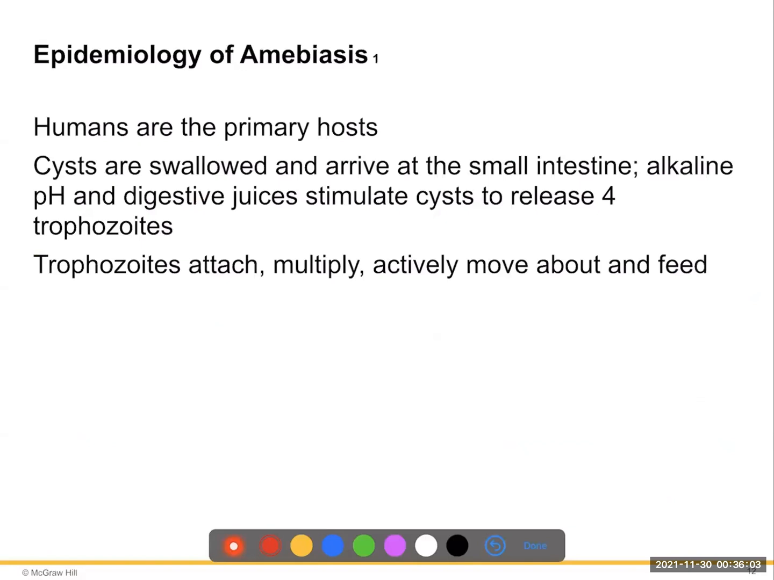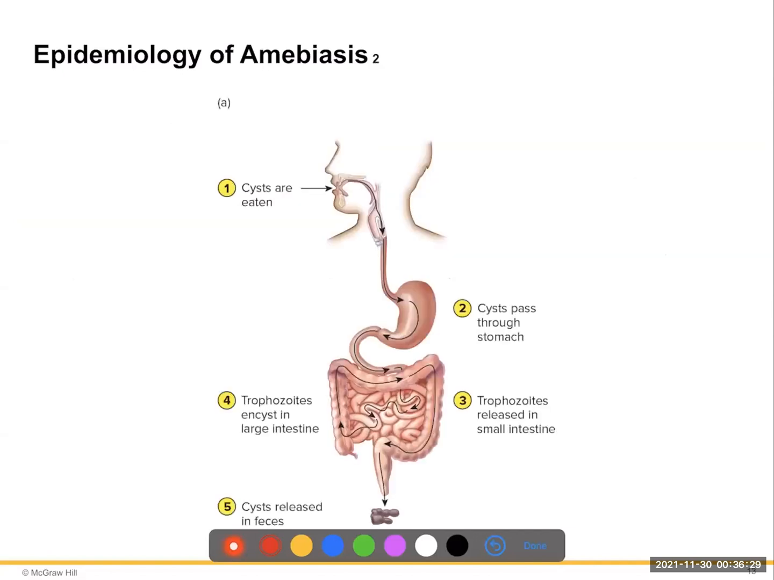The epidemiology: humans are the primary hosts for these. The cysts are swallowed, like we said, and arrive at the small intestine. Alkaline pH and digestive juices stimulate the cysts to release the 4 trophozoites. Remember, there are 4 nuclei, 1 nucleus for each trophozoite. The trophozoites attach, multiply, move about, and feed. That's the part of the infection.